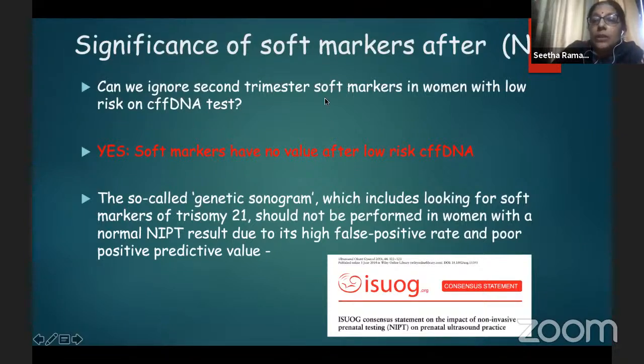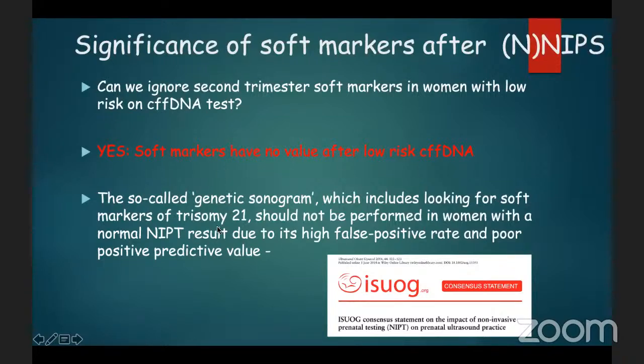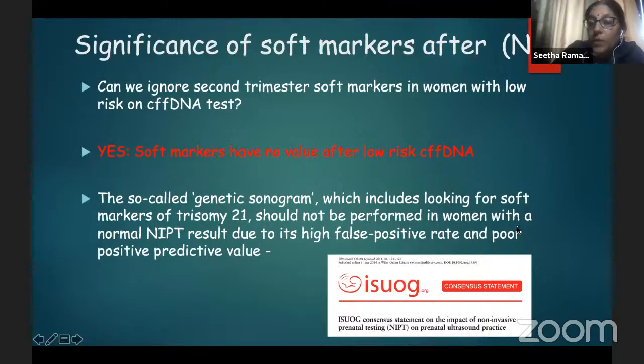Now, can we ignore these second trimester soft markers in women with low risk? And yes, because they don't have any value after a low risk. So the so-called genetic sonogram, which looks for soft markers, should not be performed in a woman with a normal NIPT result due to its high false positive rate and poor positive predictive value. So this is a consensus statement about the significance of soft markers after you have a normal NIPT.